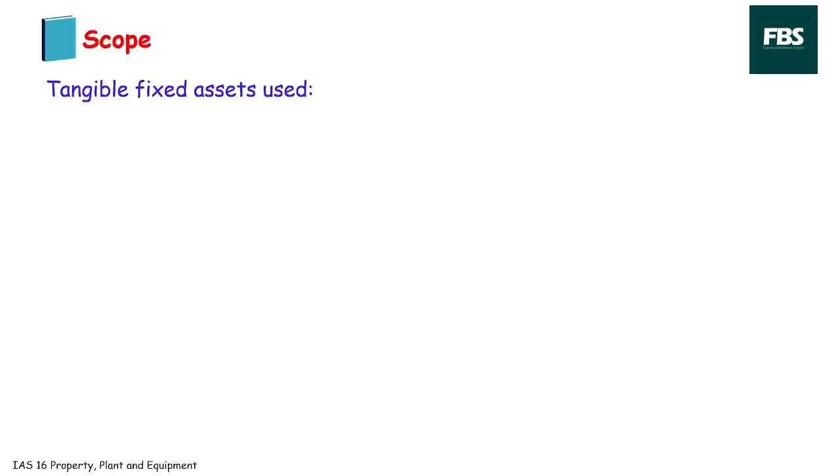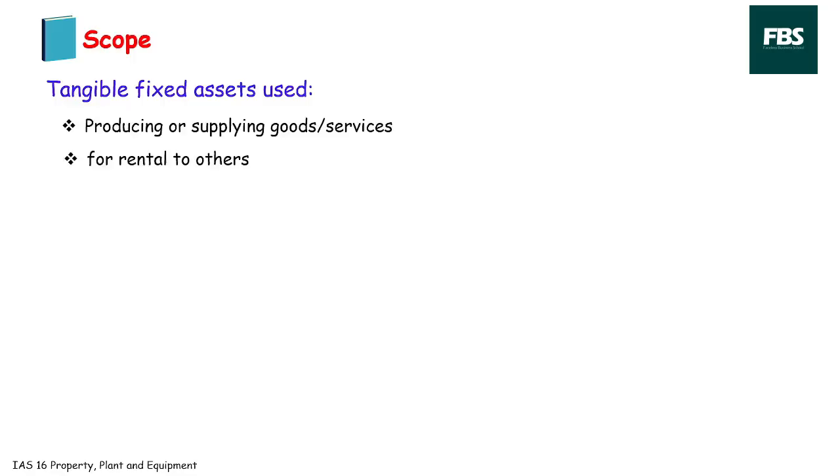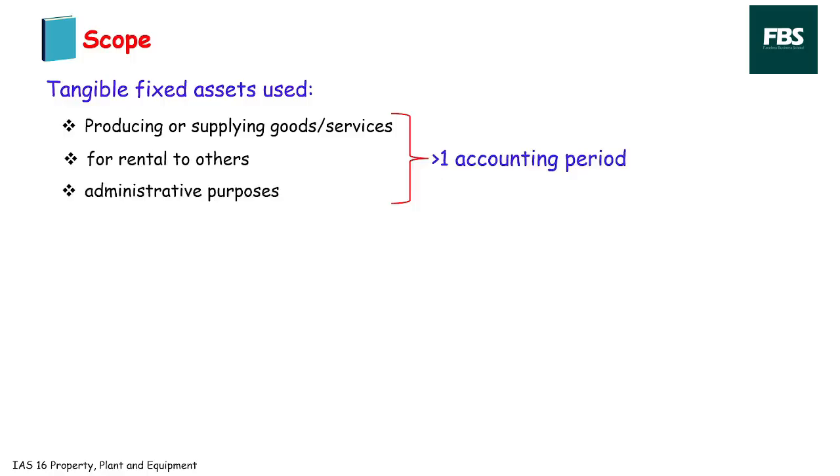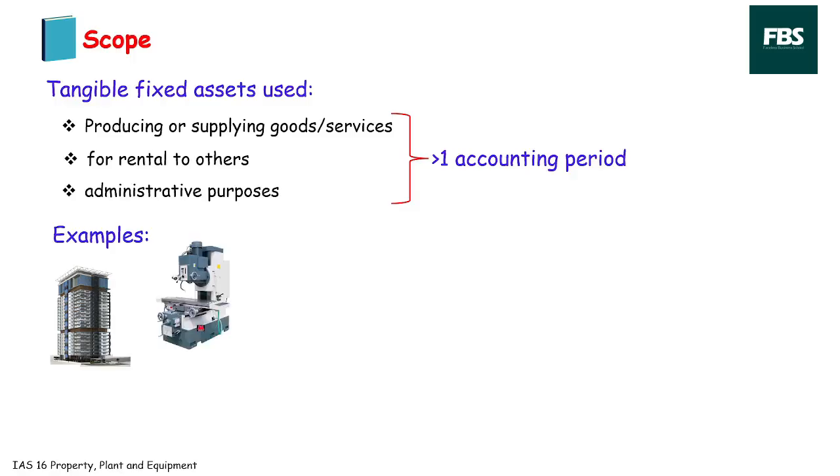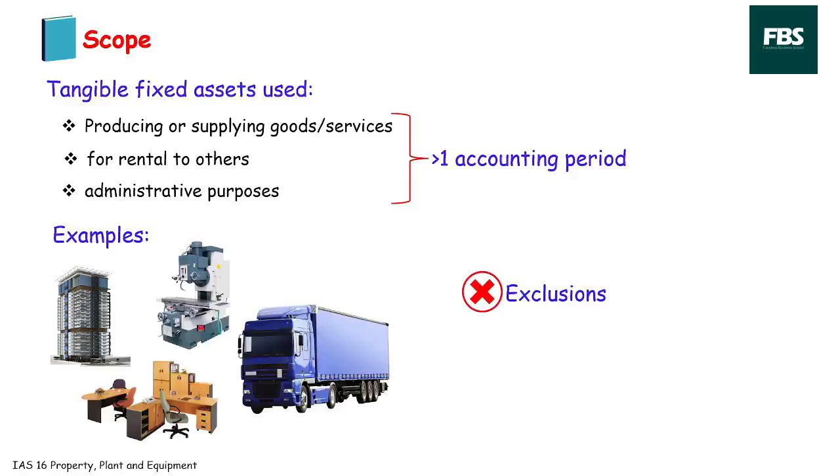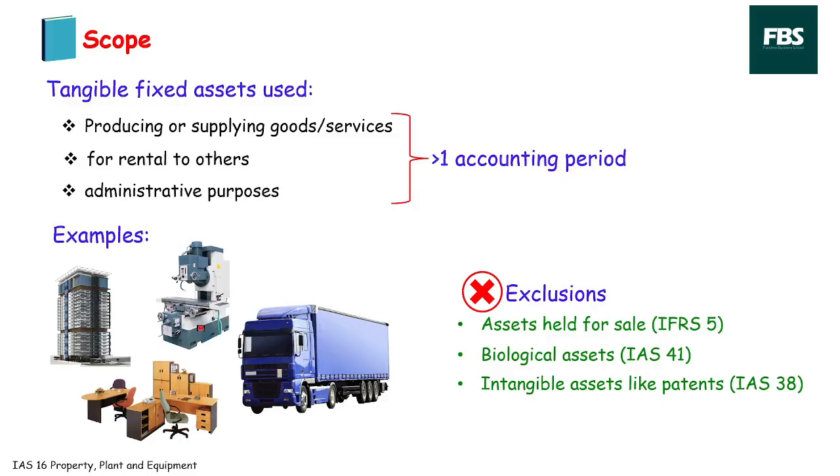Scope of IAS 16. IAS 16 applies to fixed tangible assets that are held for use in producing or supplying goods or services, for rental to others, or for administrative purposes, and are expected to be used during more than one reporting period. Examples are buildings, machinery, office equipment, and vehicles. IAS 16 does not cover assets held for sale, biological assets, intangible assets like patents, mineral rights, and reserves. Remember, PPE is tangible long-term assets used in operations.